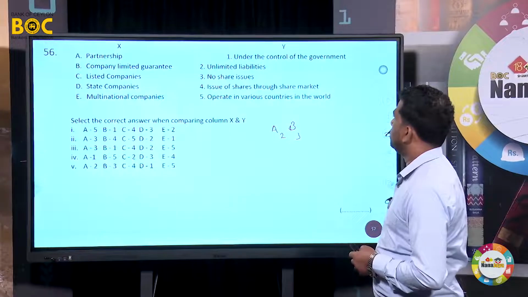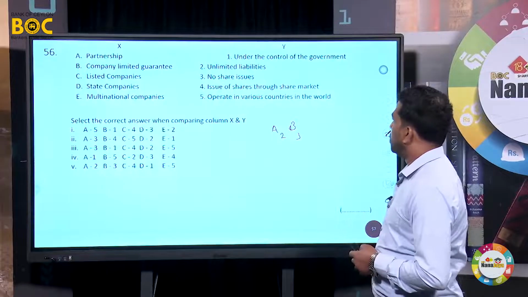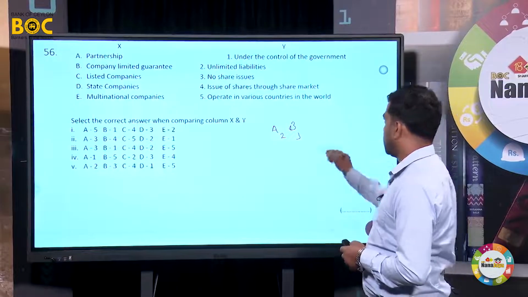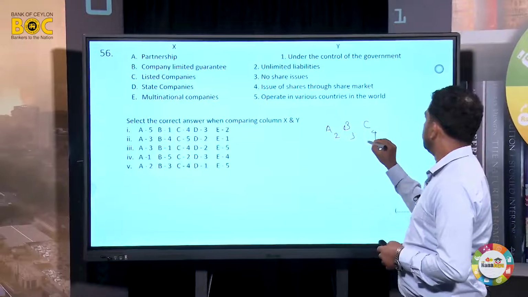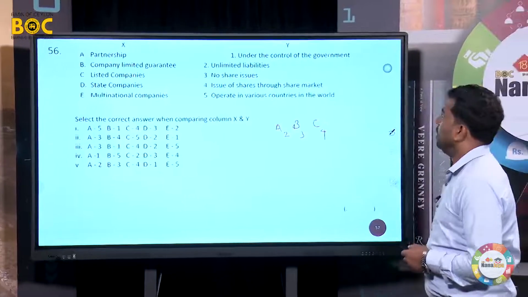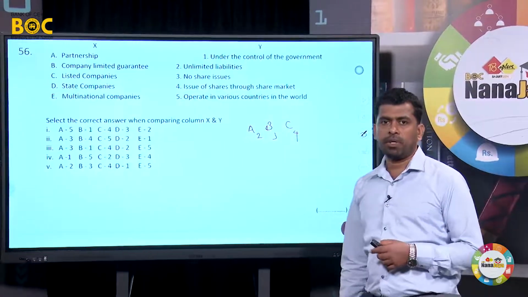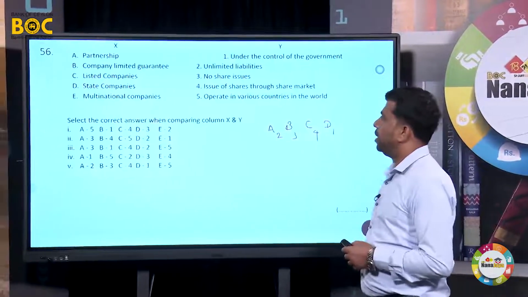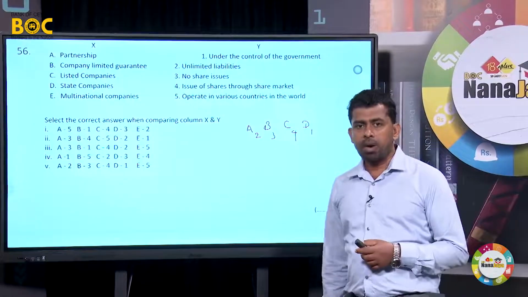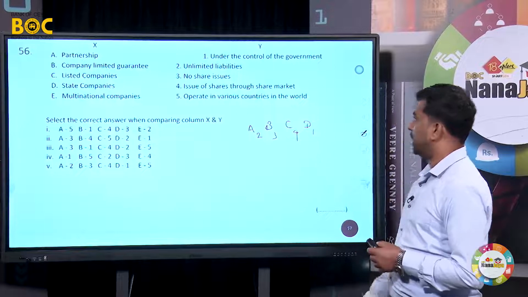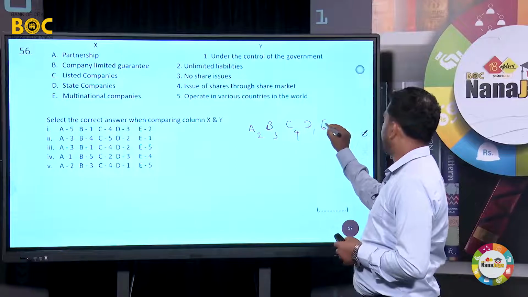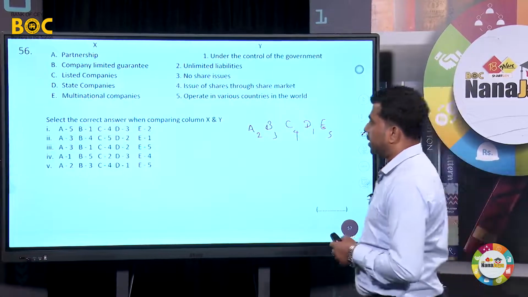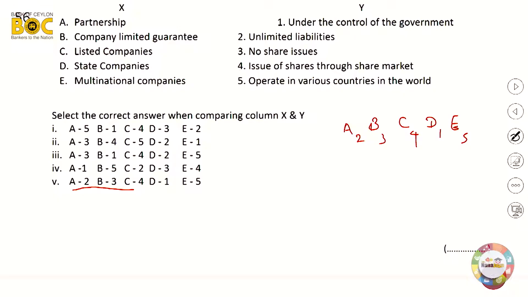Listed companies issue shares through the share market. They are registered in the Colombo Stock Exchange to sell shares and debentures through the share market. State companies are under the control of the government, with 51% of the total capital represented by government funds. 1 for D. Multinational companies are spread in different countries all over the world and operate in various countries. 2, 3, 4, 1, 5. That correct combination is shown in the fifth option.